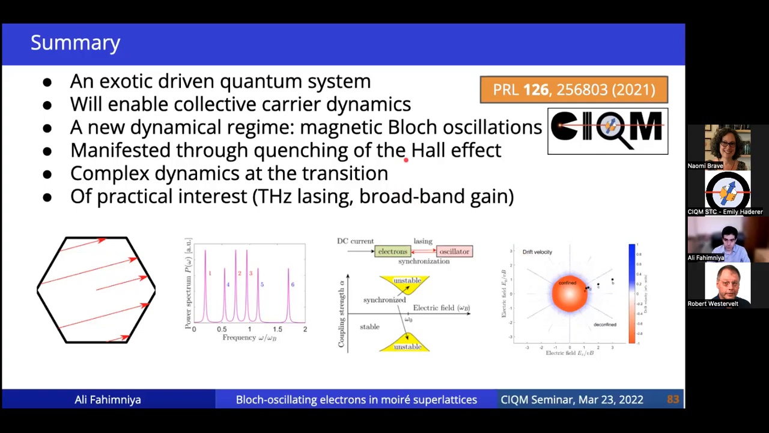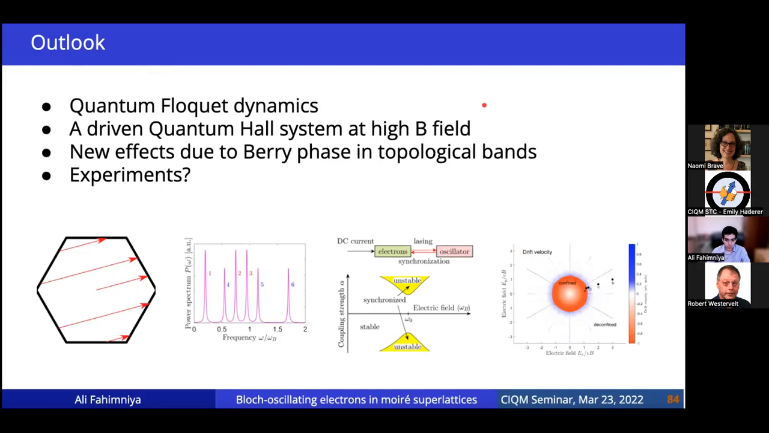Most of the topics are published in this paper, and the magnetic parts are going to be published soon. In the future, there are still many exciting questions about this topic, like we can study the Bloch oscillations as quantum Fourier dynamics. We can also start looking at high magnetic fields and driven quantum Hall systems.